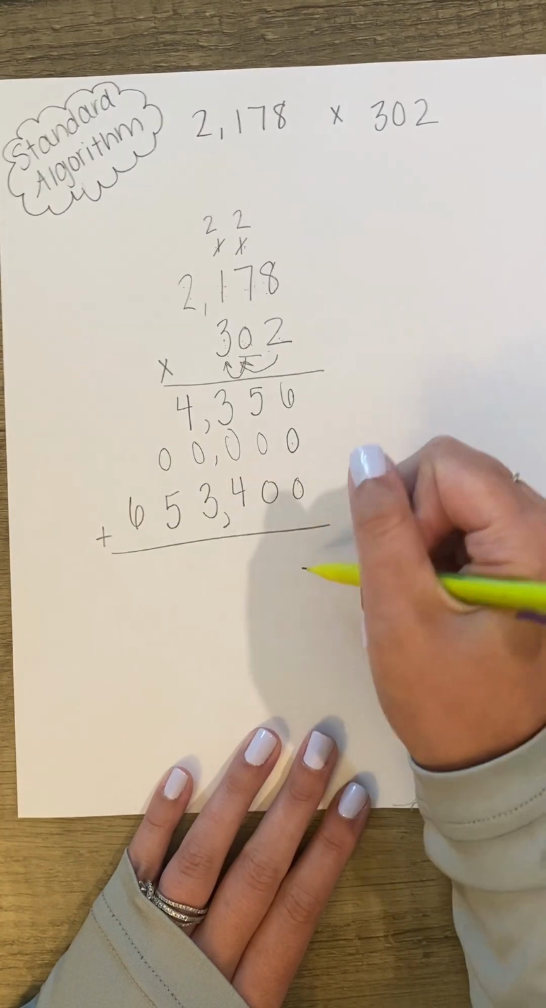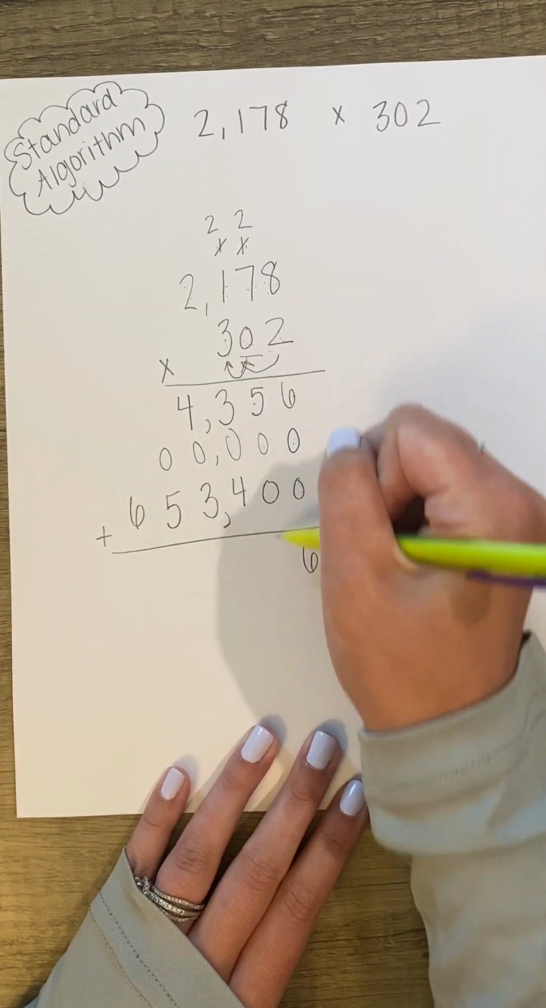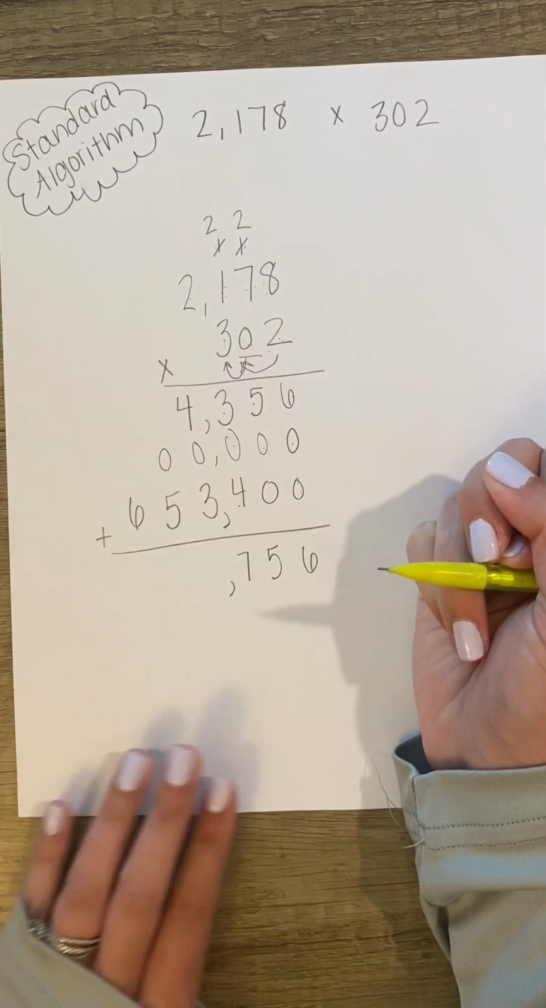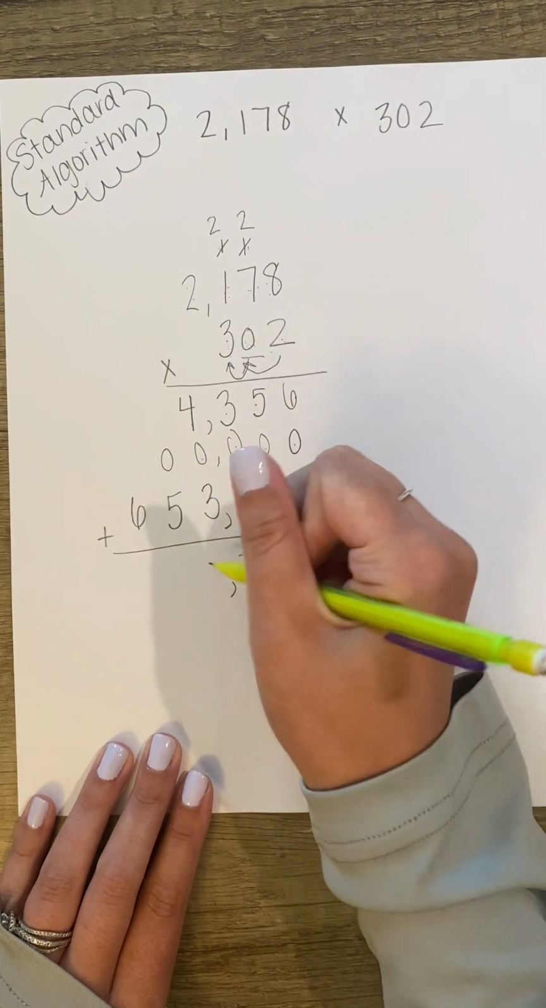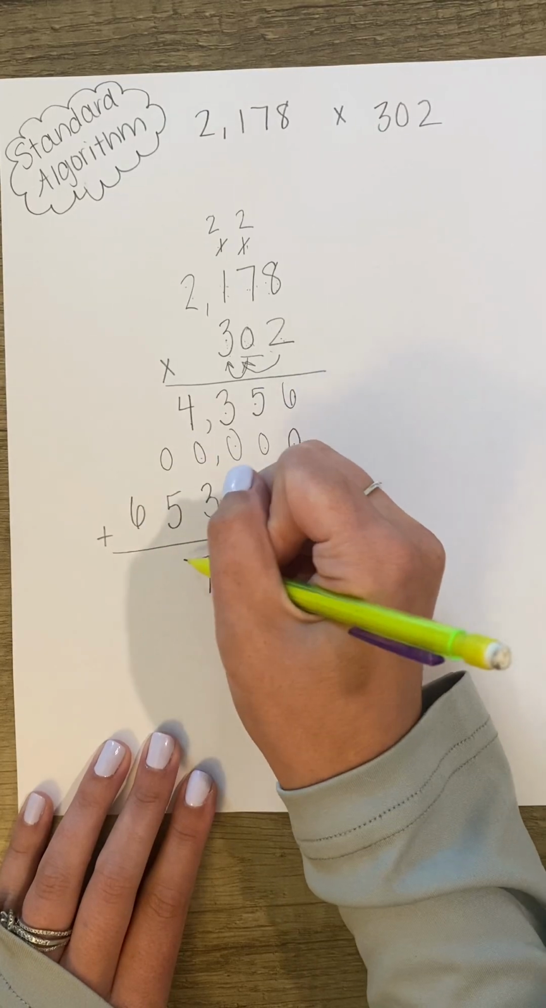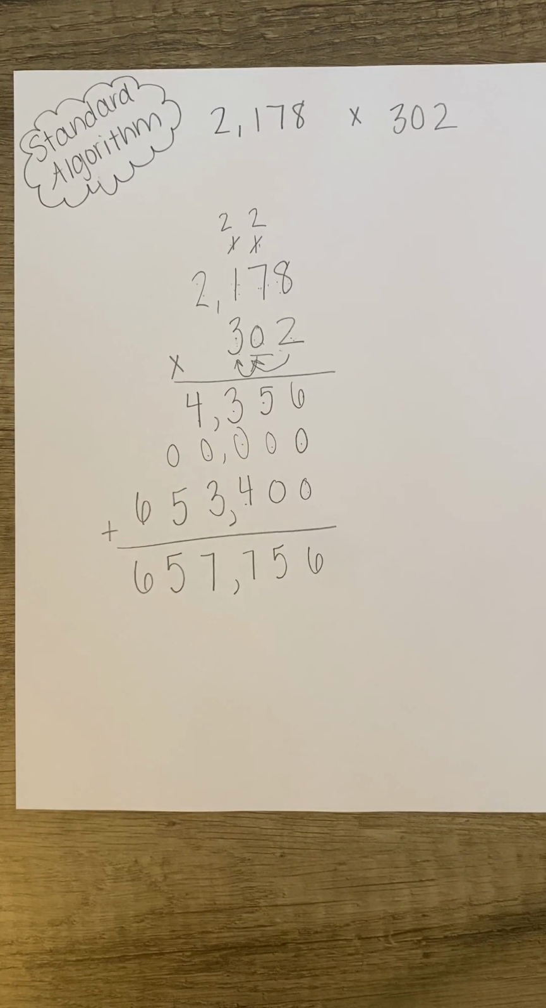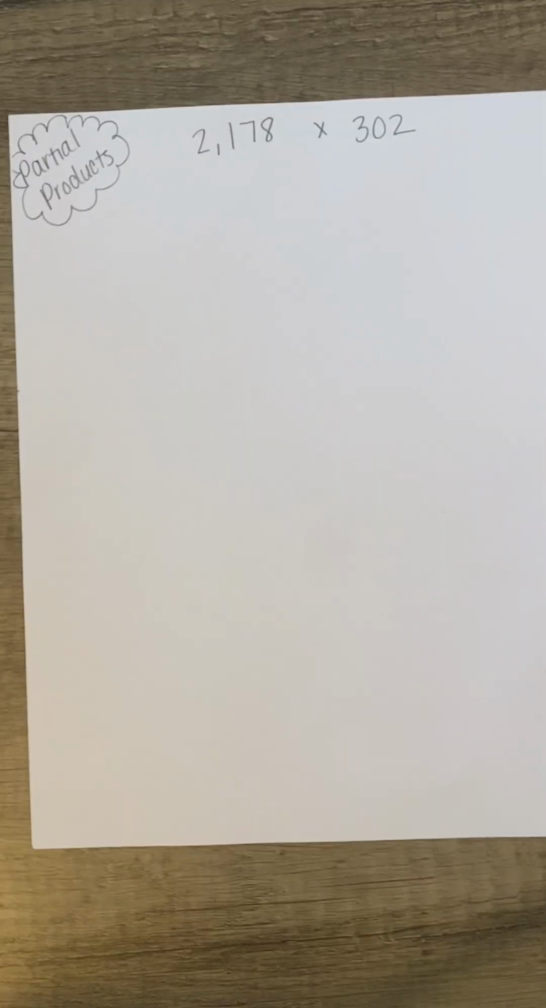6 plus 0 plus 0 is 6. 5 plus 0 plus 0 is 5. 3 plus 0 plus 4, 7. Drop down our comma. 4 plus 0 plus 3, 7. 0 plus 5, 5. And then we drop down the 6. So our final product is 657,756. Now we've got a 4-digit by 3-digit using the standard algorithm.